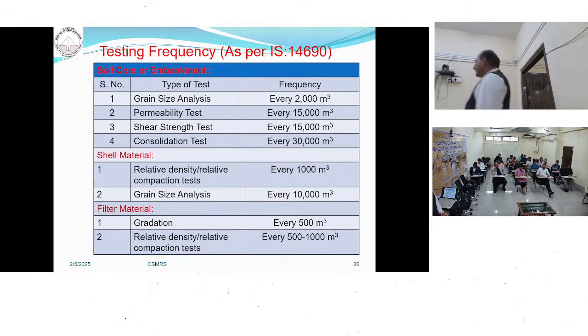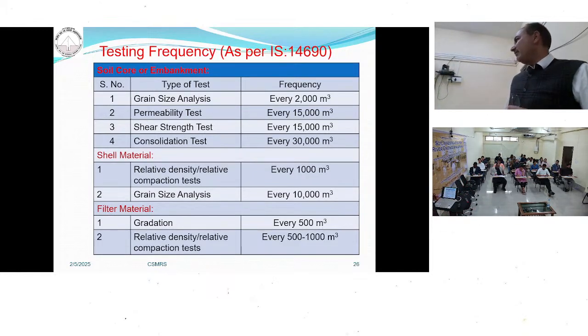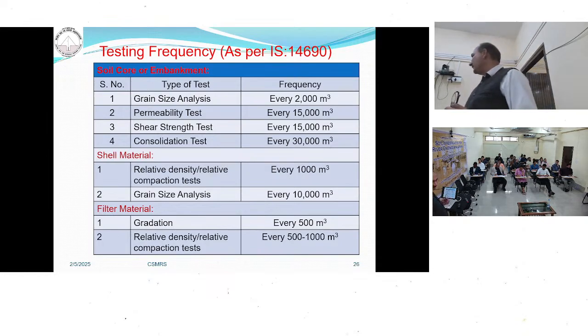For every 10,000 cubic meter, you have to run one grain size analysis. Next is the filter material. For every 5,000 cubic meter, one gradation and one relative density. So these are our criteria. How do you choose the number of samples? How do you determine how many samples I have to collect from a particular borrow area?